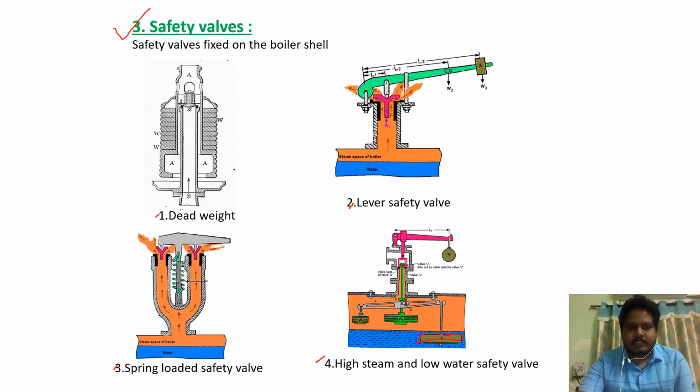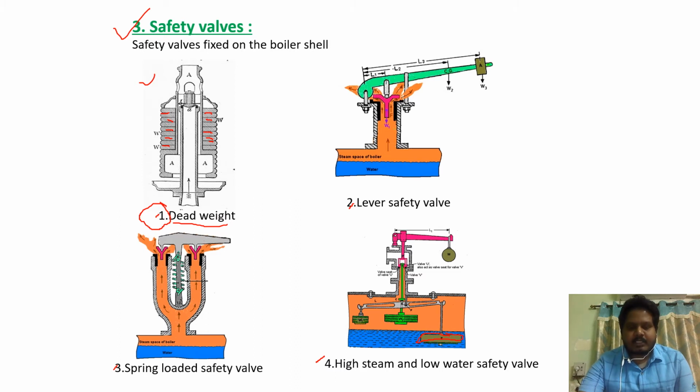The first one is the dead weight valve. In the name itself it is a dead weight. Here the lever is connected to the weights. You can see in this figure that weights are added on the right side and left side. The amount of weight depends on the pressure. If the pressure is more, they add more weights. If the pressure is low, they add less weights.